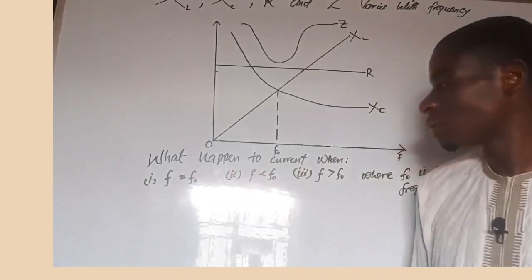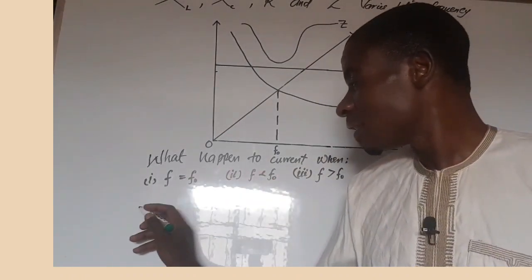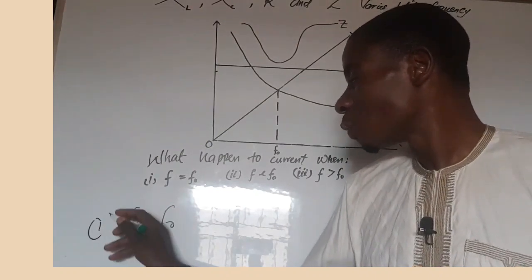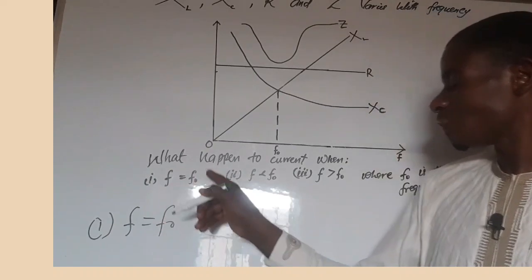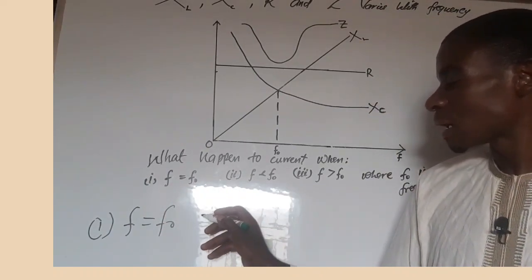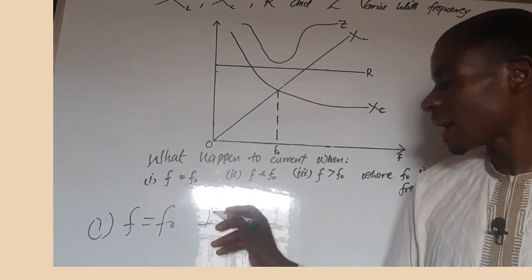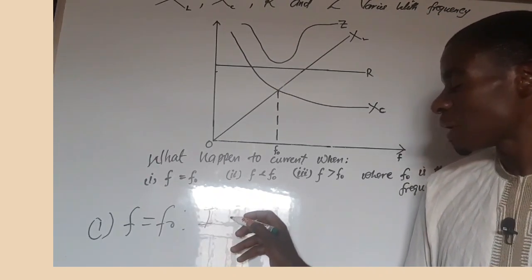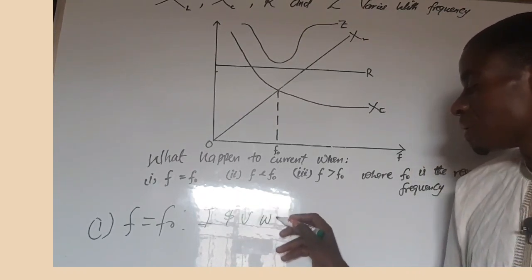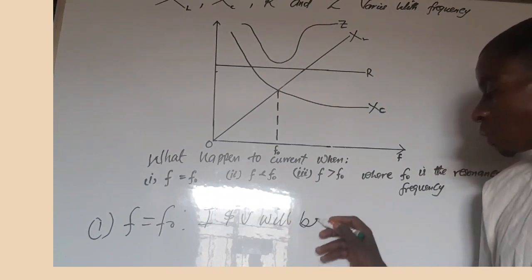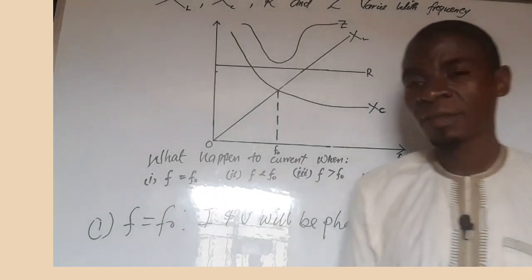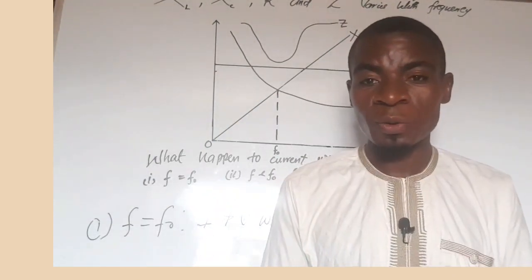Case 1, that is if f is equal to f naught, meaning when the frequency is equal to the resonance frequency, then the current I and the voltage will be in phase. That's what is going to happen. They will be in phase.